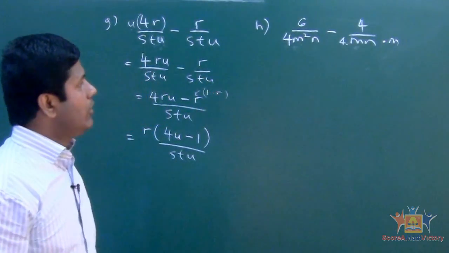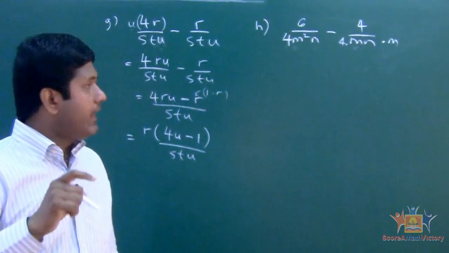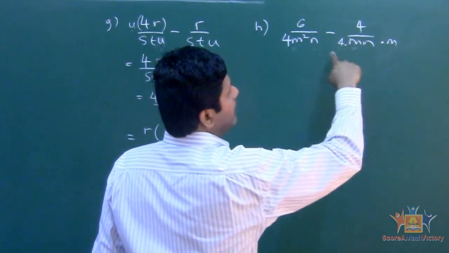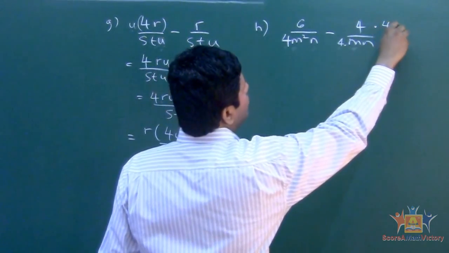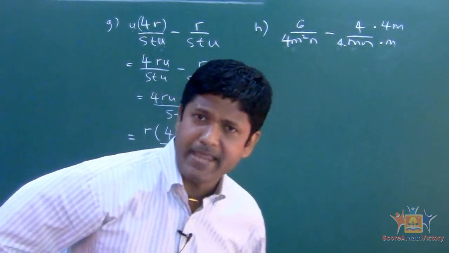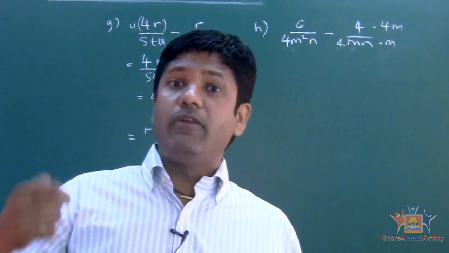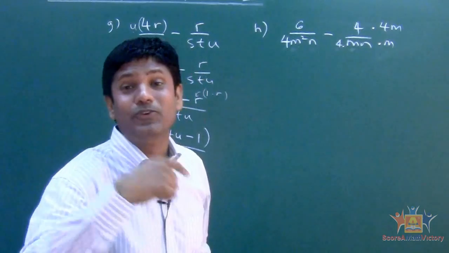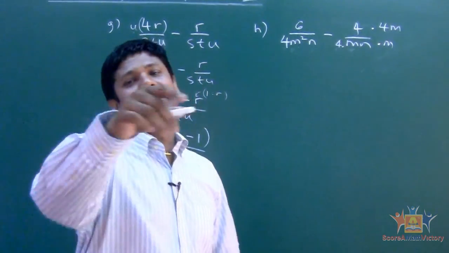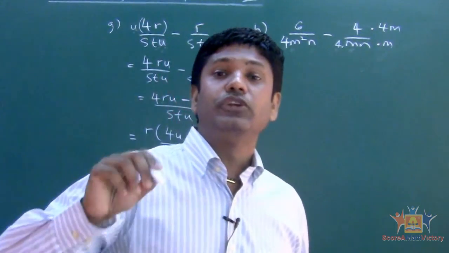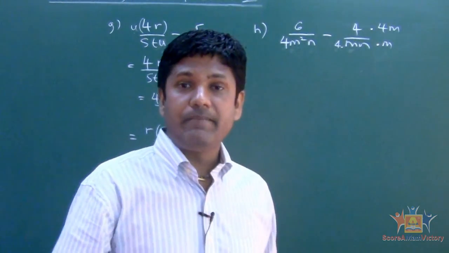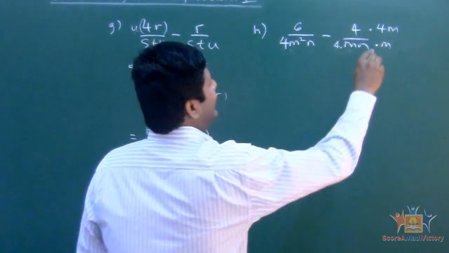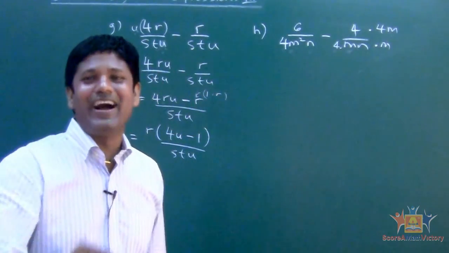Alright, so what I did to the denominator, I times 4m to the denominator. That means I'm going to multiply 4m to the numerator also. The numerator says, wait a minute, you gave to the denominator, what about me up here? I'm the numerator, I also got to get the same thing. That's what you did. Now it's fair. Now it's even.